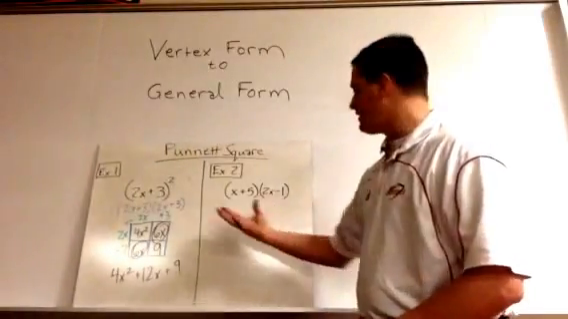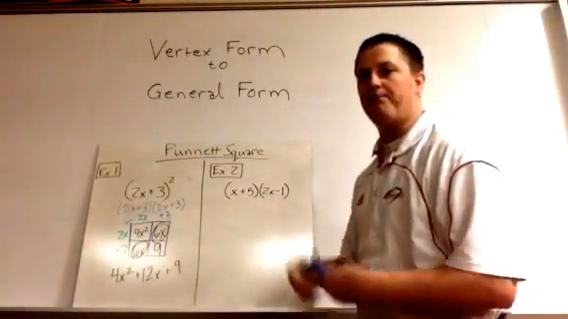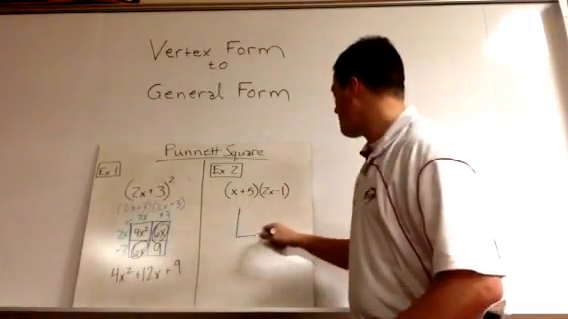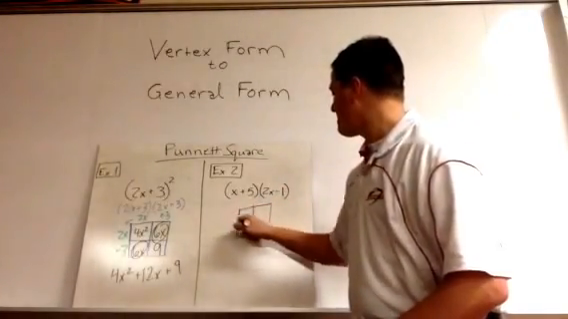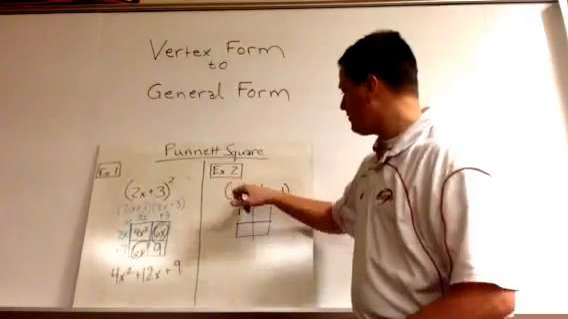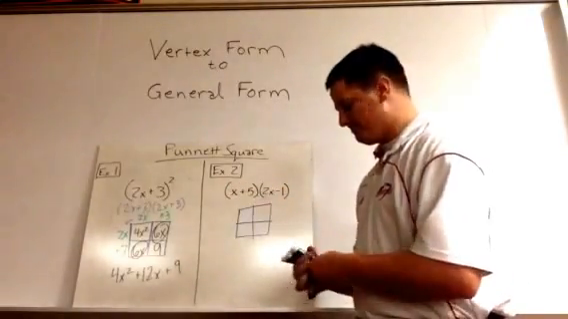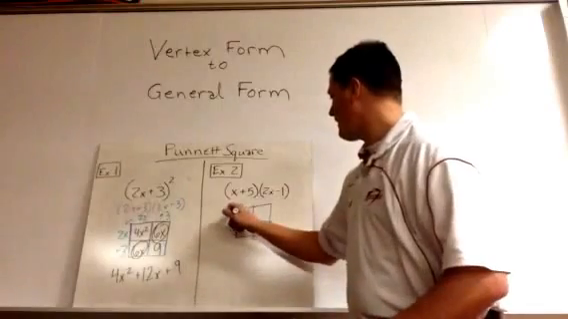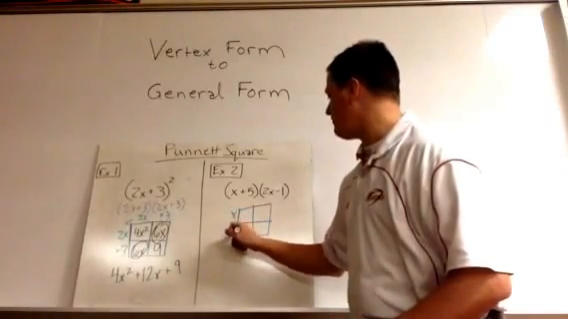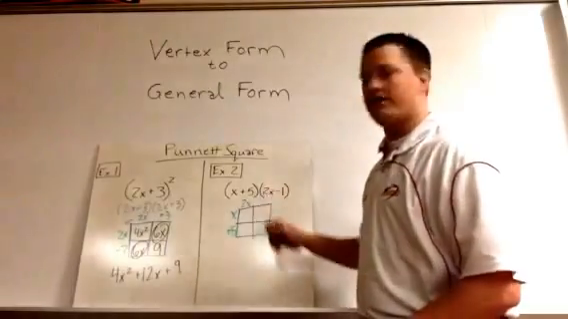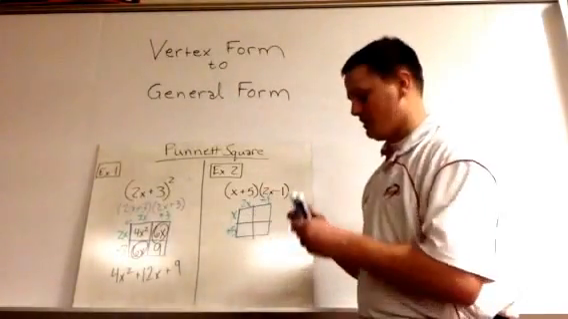Sometimes they're not being squared. They're just a straight multiplication problem. We do those exactly the same. Two terms, so we need a 2 by 2. x, positive 5. 2x, this is minus 1, so that means this is a negative 1.